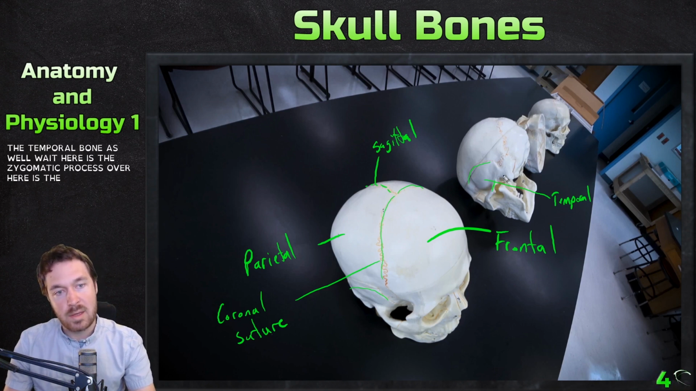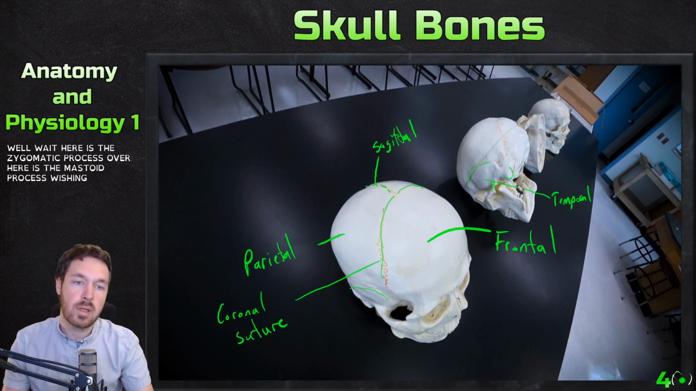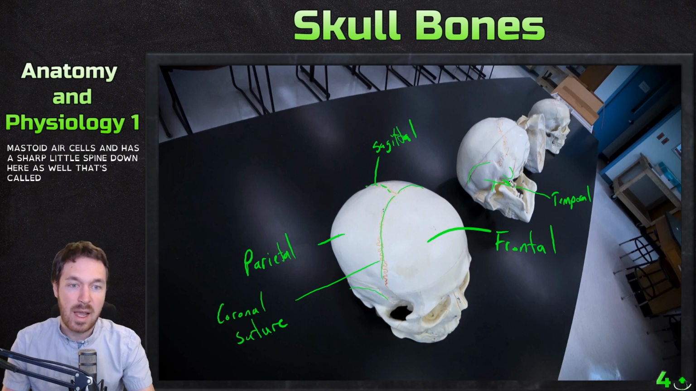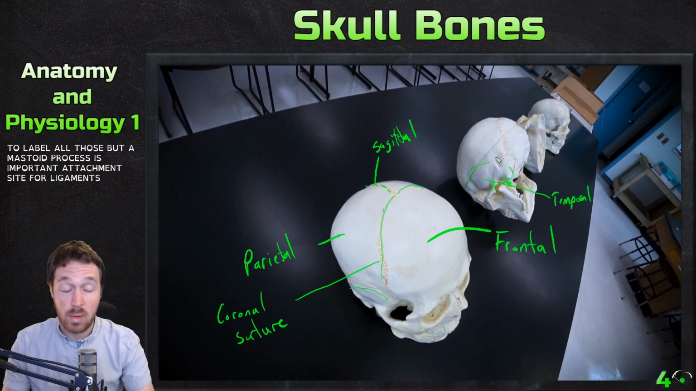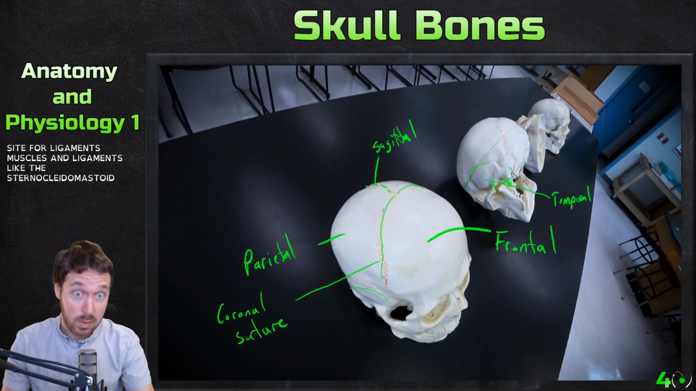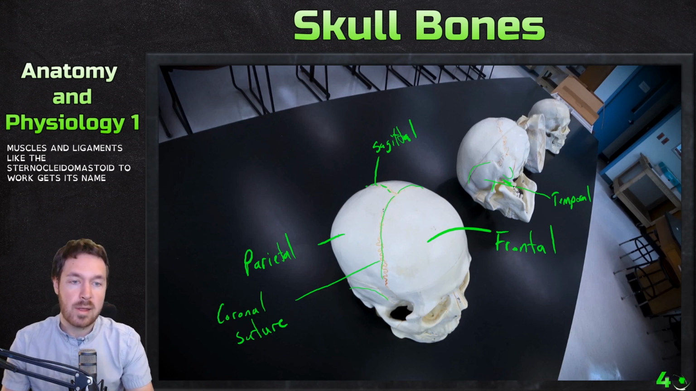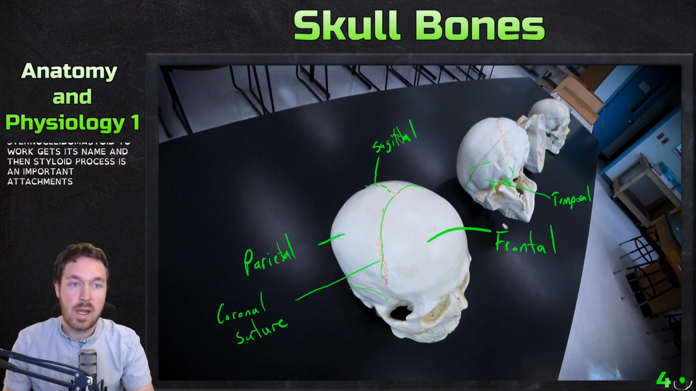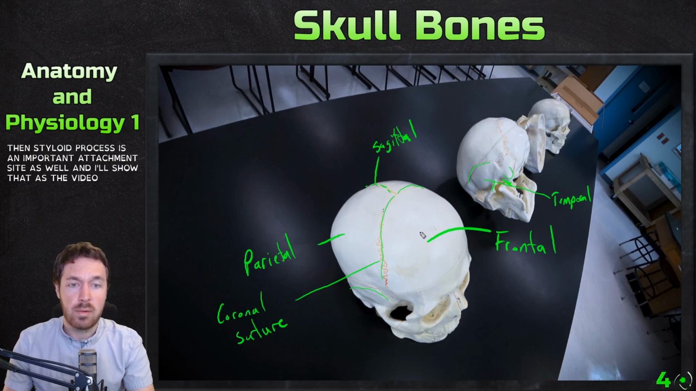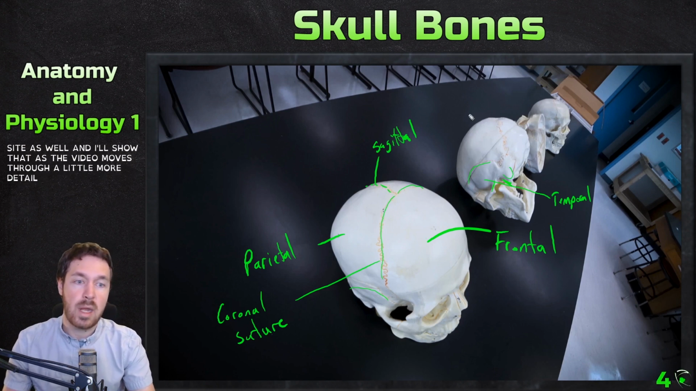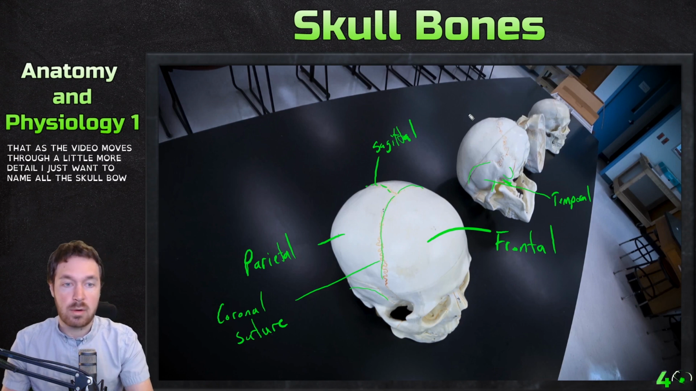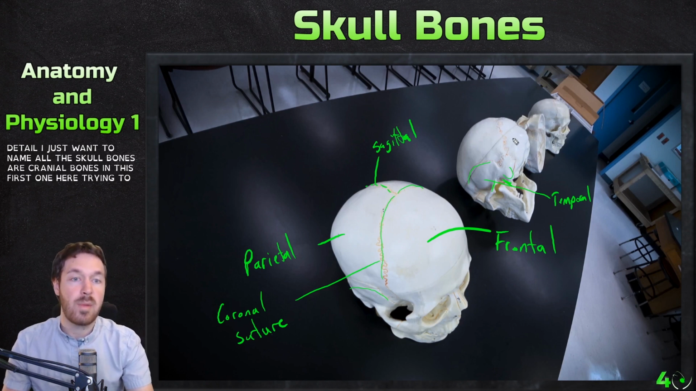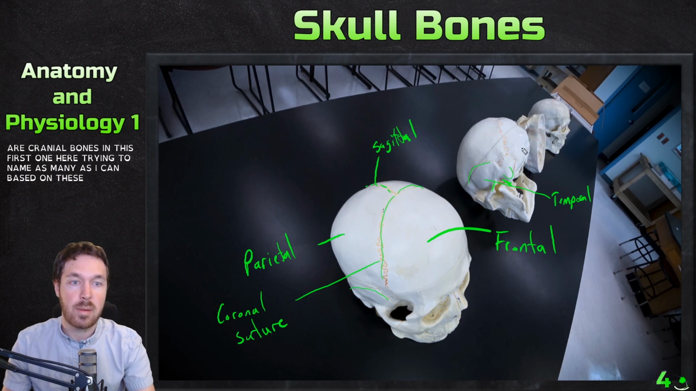Over here is the mastoid process, which includes a structure called the mastoid air cells, and there's a sharp little spine down here as well that's called the styloid process. Now I'm not going to label all those, but the mastoid process is an important attachment site for muscles and ligaments like the sternocleidomastoid. That's where it gets its name. And the styloid process is an important attachment site as well, and I'll show that in a little more detail as the video moves on. I just want to name all the skull bones or cranial bones in this first one, or try to name as many as I can based on these first couple of models.